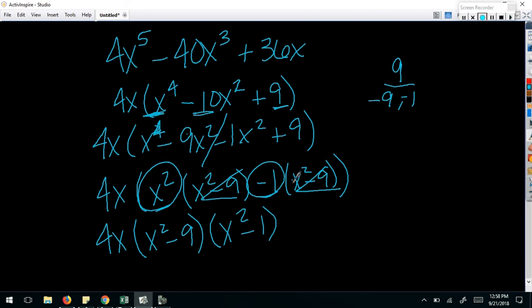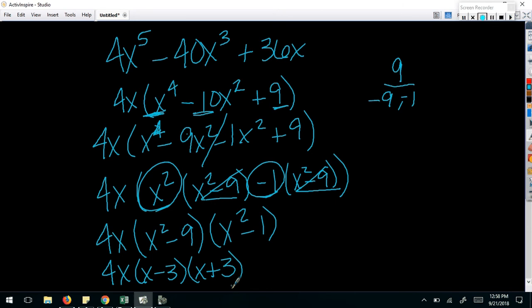Okay. So my question is, yes, you can factor it out, but can I factor anything further? Yes. X squared minus 9 is clearly a difference of two squares, x minus 3, x plus 3. How about the x squared minus 1? Do I leave it or do I do it?